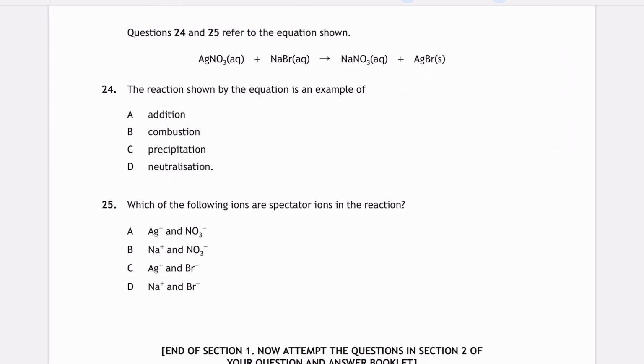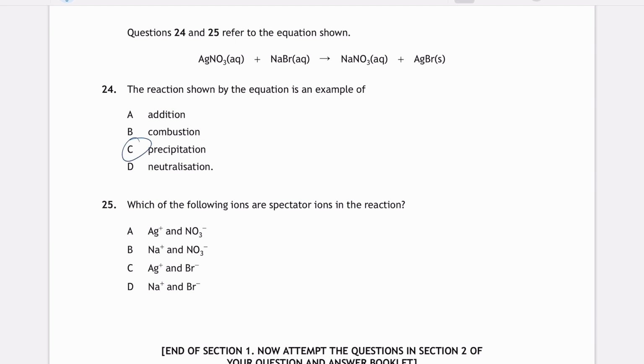Then the type of reaction here. So this is the best thing to do when you get a type of reaction question: first of all scan the state symbols. You should then hopefully see that all of these are aqueous except for one product, which is a solid, and that's a sure sign it's a precipitation reaction.